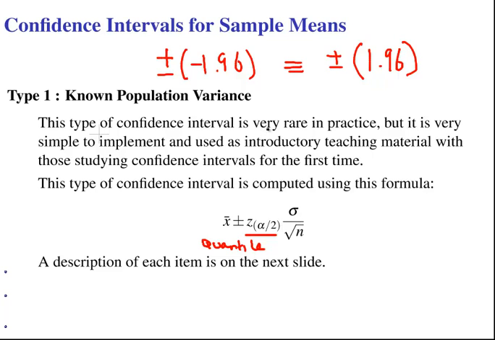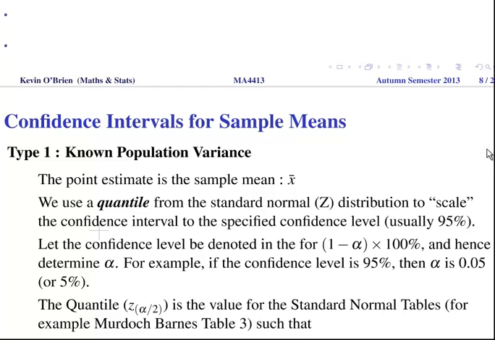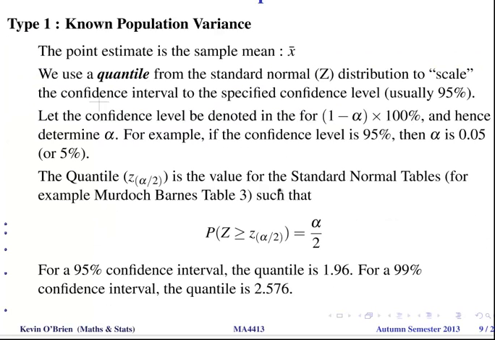This type of confidence interval is very rare in practice, but it's very simple to implement and use in introductory teaching material. Essentially what we have here is our sample mean, x bar, our quantile from the distribution, and then the standard deviation divided by the square root of the sample size. The standard deviation is sigma and the sample size is n, so we get the square root of n. The point estimate there is x bar. We use the quantile from the standard normal z distribution to scale the confidence interval to the specified 95%.